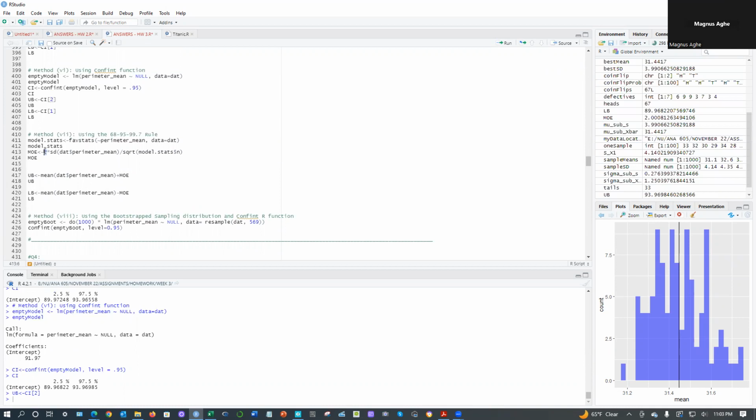You don't need the critical value. The critical value is 2. It's not 1.96, we take it straight to 2, because based on this rule, 95 means within 2 standard deviations. You can put 2. See, same thing.